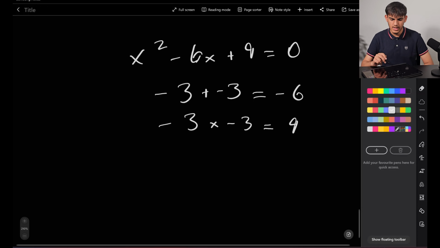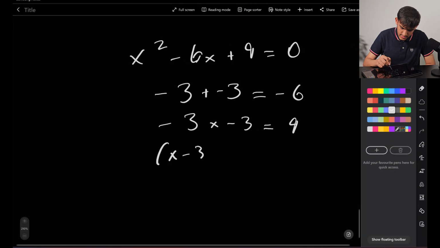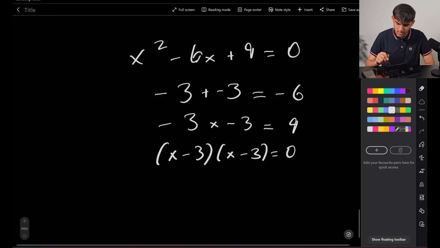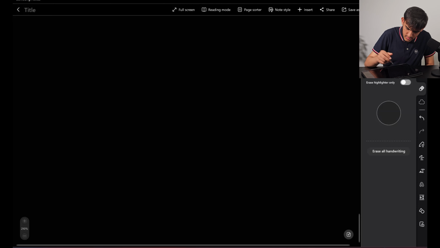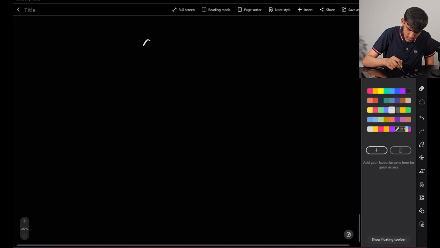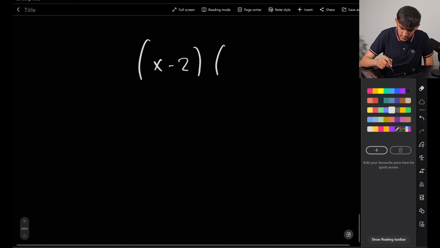So we know that in the brackets is x minus 3 equals 0. So x minus 3 equals 0. Therefore, if you add 3 to the other side, x equals 3. So the next question, question 2, asks to expand and simplify x minus 2 and x plus 5.